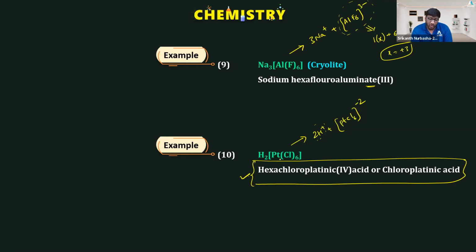Why? Because this H2PtCl6 is an acid, it is not just a salt. Although it is a complex ion, what are complex salts? Complex salts are those salts which do not dissociate completely into ions. Yes or no? But here, although H2PtCl6 is a complex, it is not just a complex salt. It is a complex, but not a salt. It is an acid. So that is why its name has been given in the other way, hexachloroplatinic(IV) acid. You have to remember this exception.